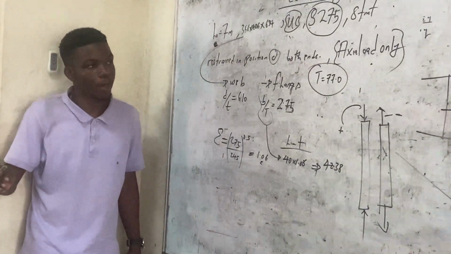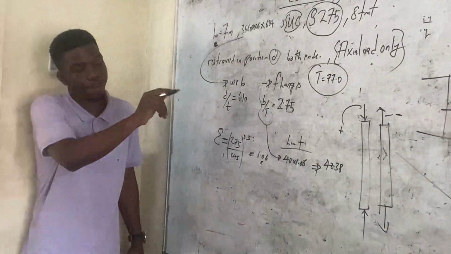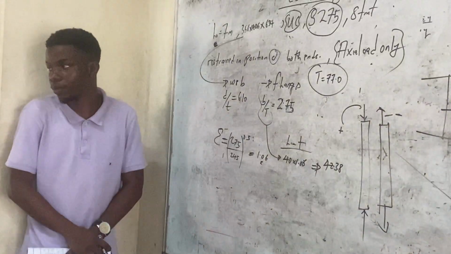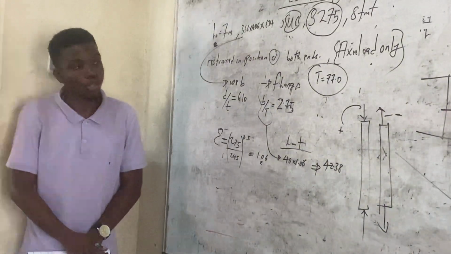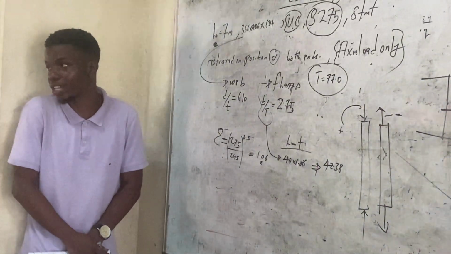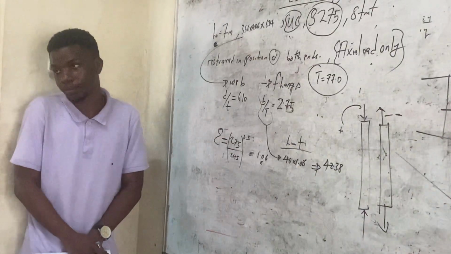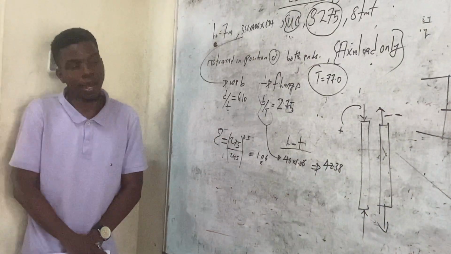Now, honestly, we don't need to classify the web, because the flange is already weak. Do you get? So it means that we can just say that the whole entire cross section is semi-compact.